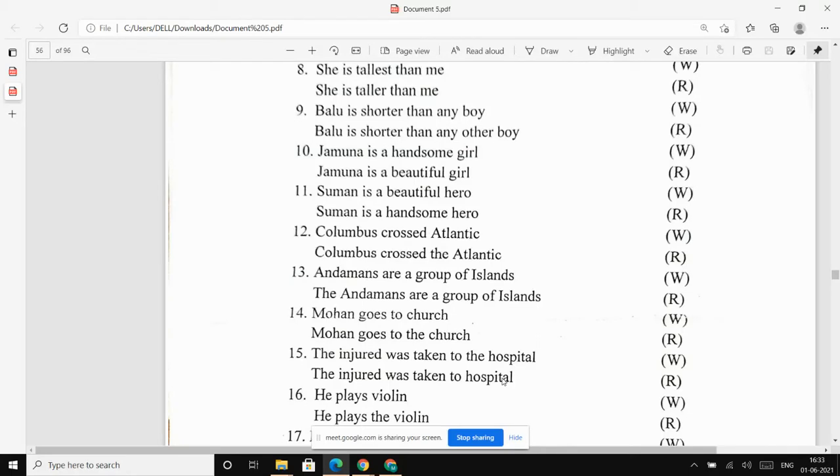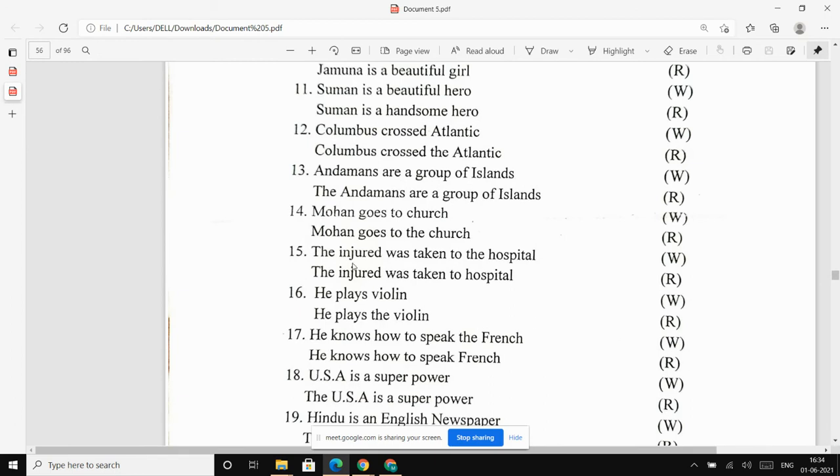Here, when we use the article the before hospital, it is just for a visit. But here, the injured was taken to hospital for treatment. That is the difference between these two sentences. He plays violin. He plays the violin. So for musical instruments, we use the definite article the.